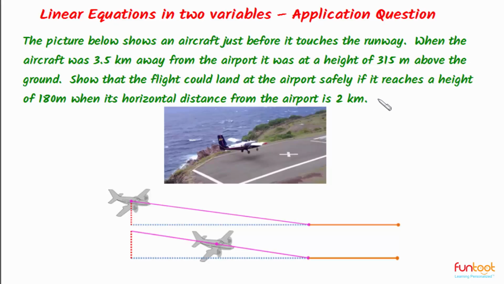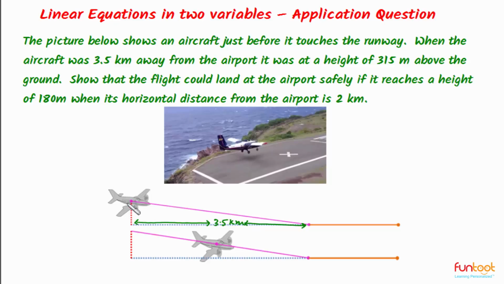Let's do a problem. Here, a picture shows an aircraft just before it touches the runway. When the aircraft was 3.5 kilometers away from the airport, it was at a height of 315 meters above the ground. So, here in the schematic diagram, we can see that when the aircraft was 3.5 kilometers away from the airport, that means this distance was 3.5 kilometers.